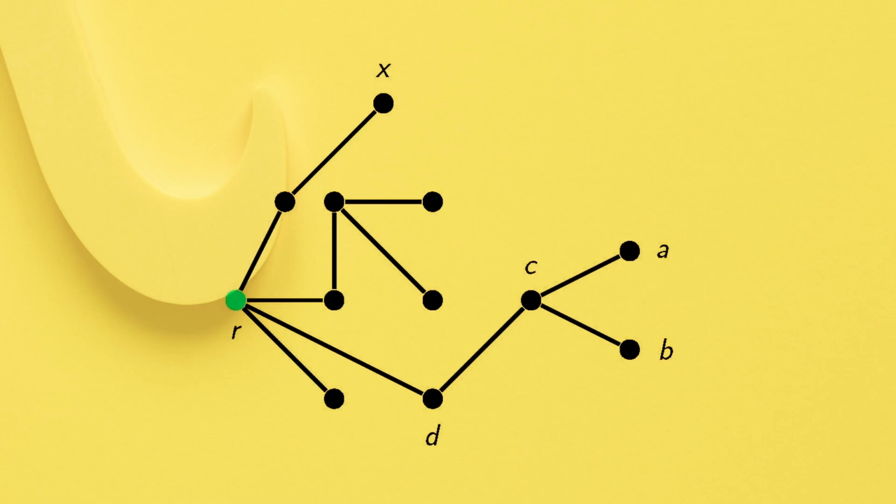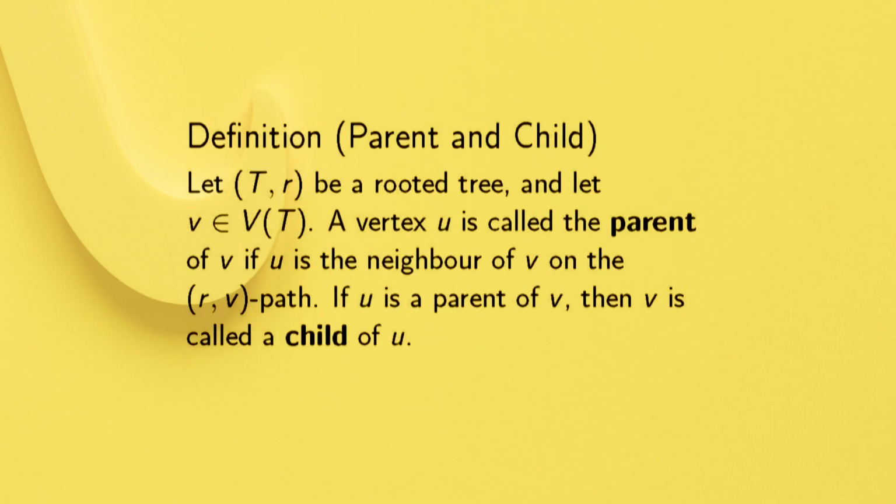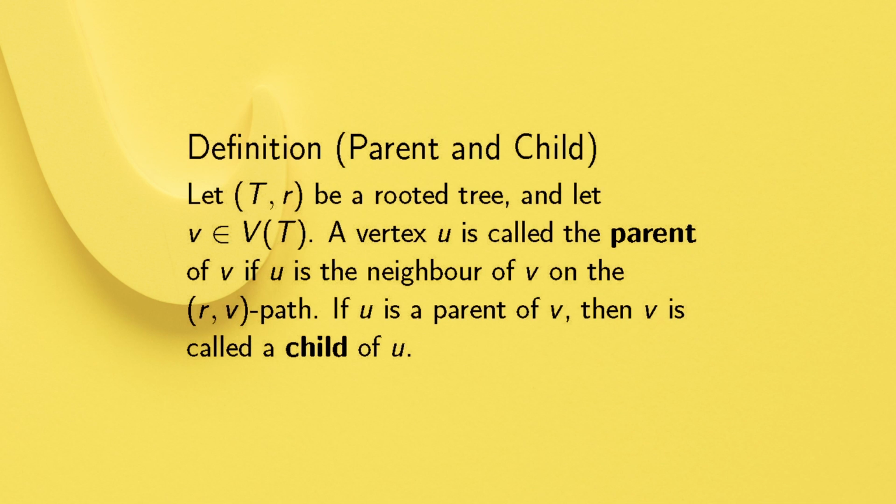its children. So formally the definition is here, parent and child. Let T, R be a rooted tree and let V be any vertex in T. Vertex U is called the parent of V if U is the neighbor of V on the R-V path, and if U is a parent of V, then V is called a child of U.